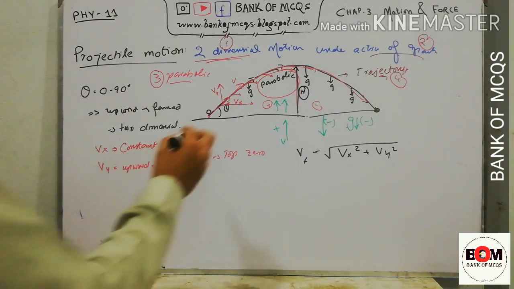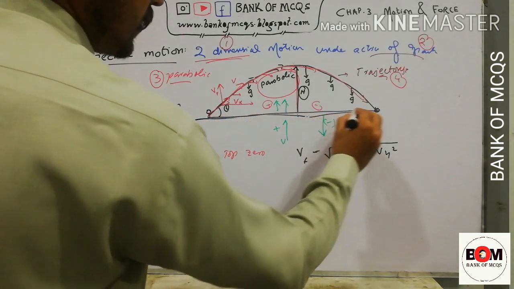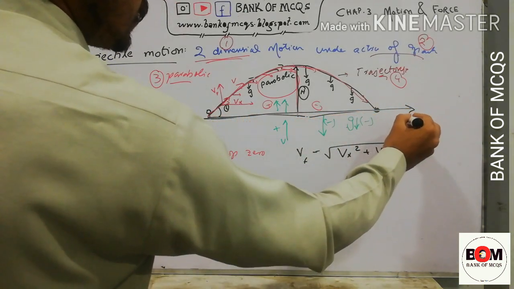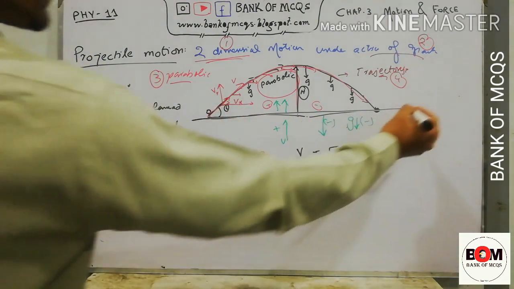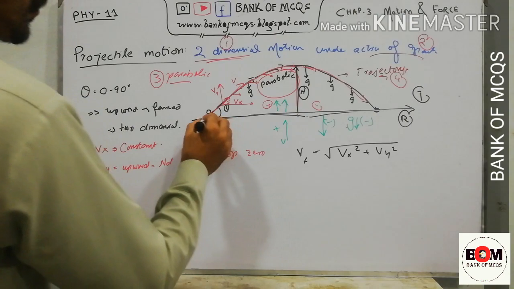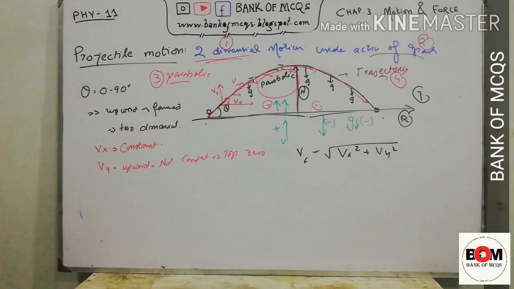The second thing is the linear distance. This is called range. And the third thing is the time, that is, how much time it took to start from this point and reach point N.